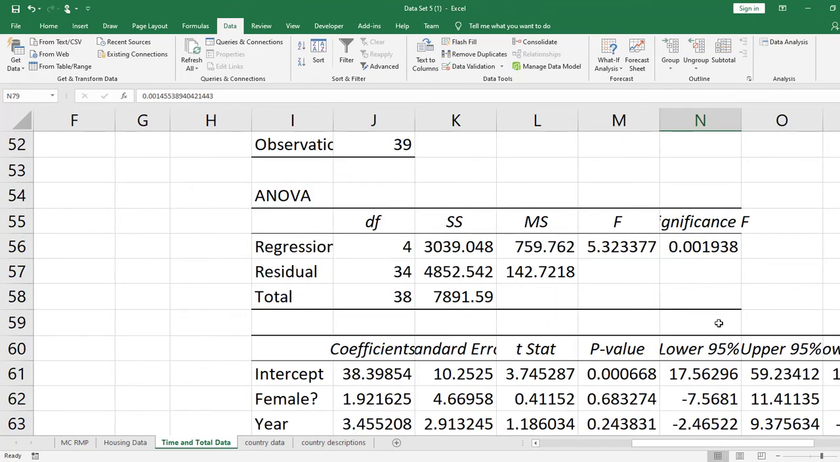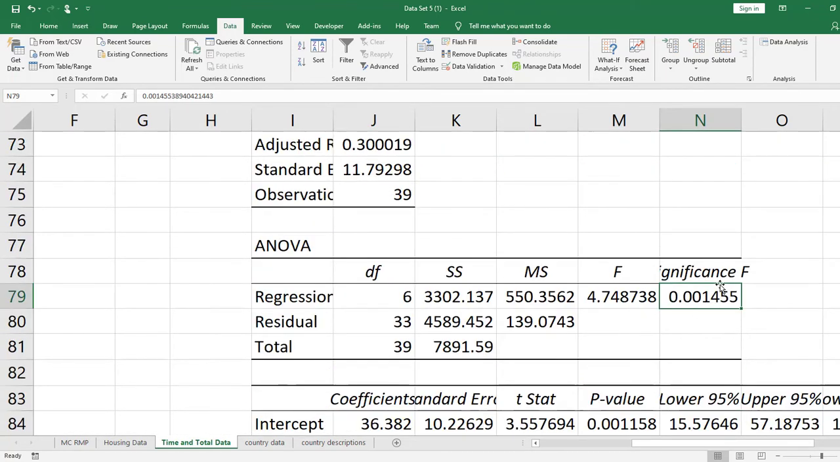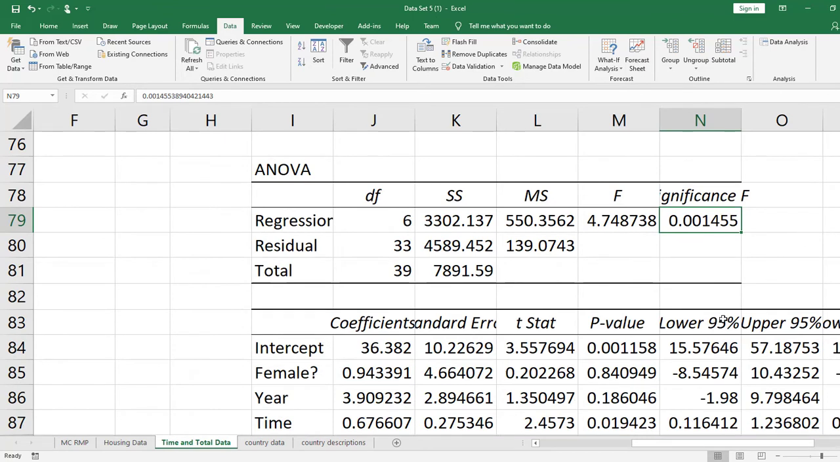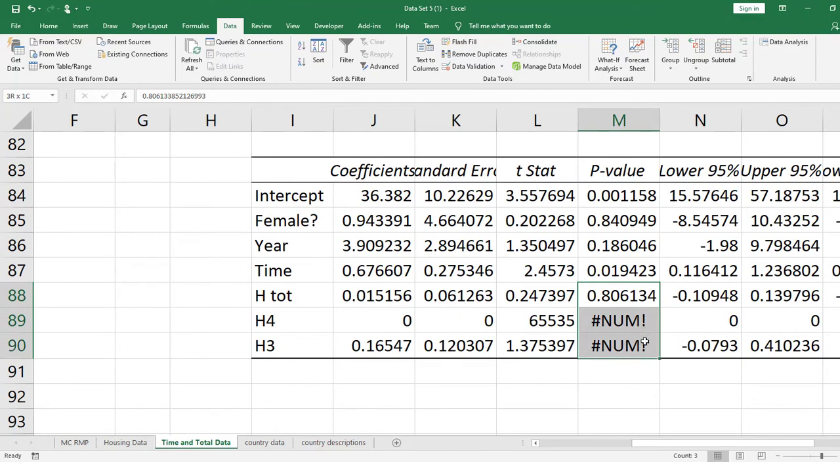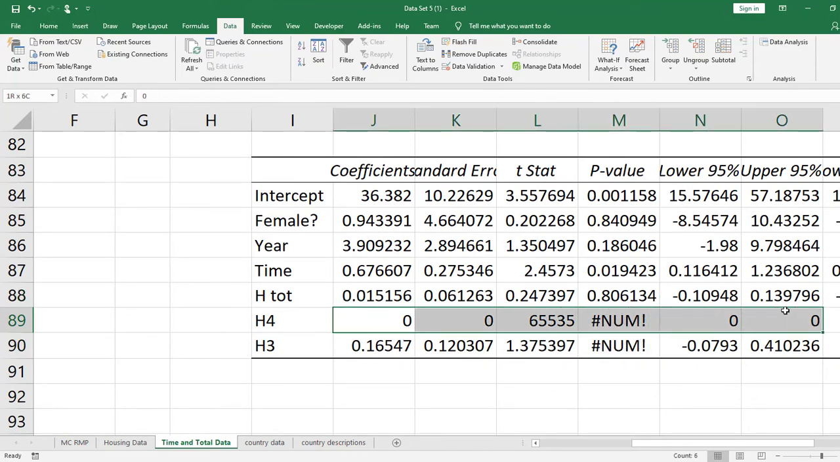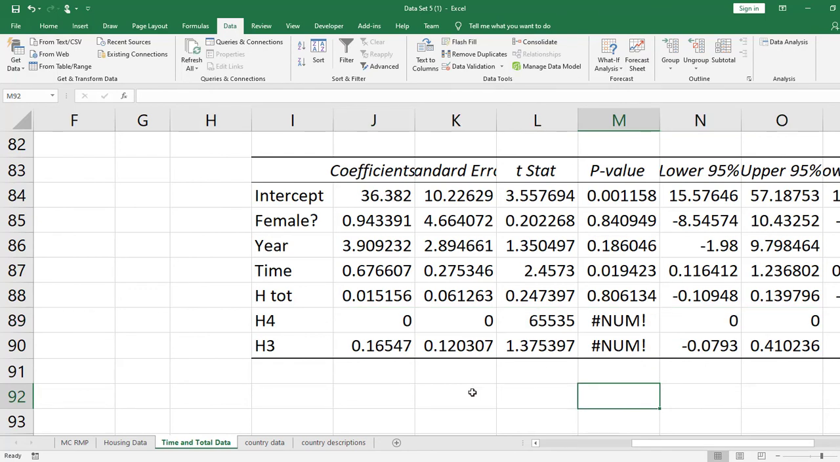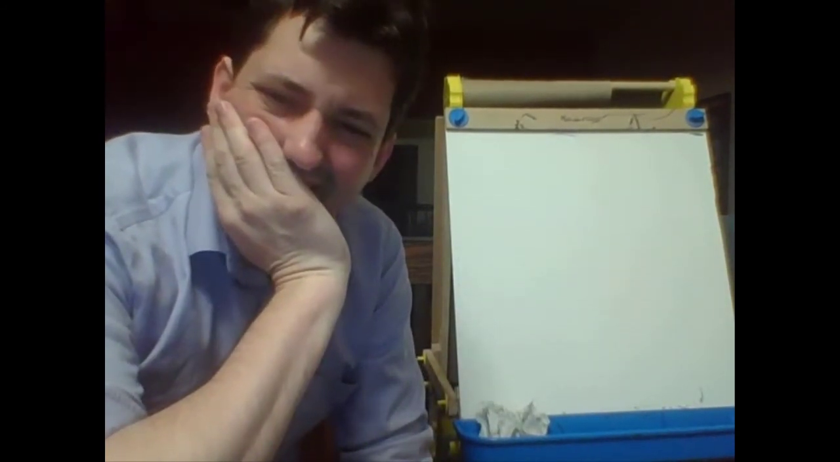This is still statistically significant, right? Basically the same there. Female still doesn't matter. Year still doesn't matter. Time still matters. What is this? Homework total doesn't matter? And then we got this weird error term. And then what is this right here, right? Homework four is like whatever. We don't know what's going on. What is going on?